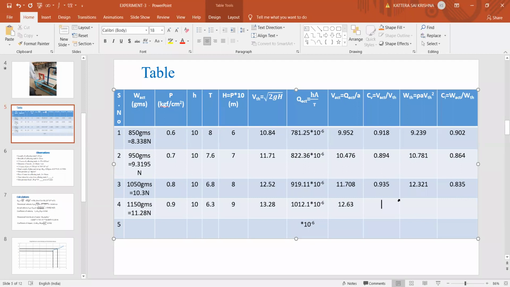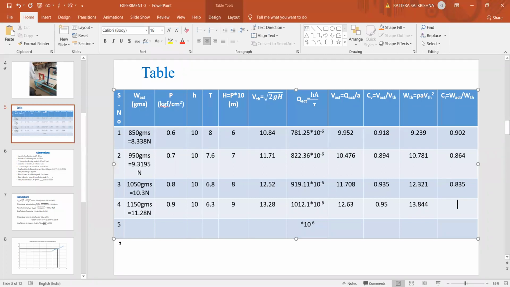Okay. Yes, calculate the CV value. 9.5. 9.5, sir. Okay. Next, 26, Sai Prasad. Yes, sir. Next value, you calculate. 13.844. 13.844. Right.